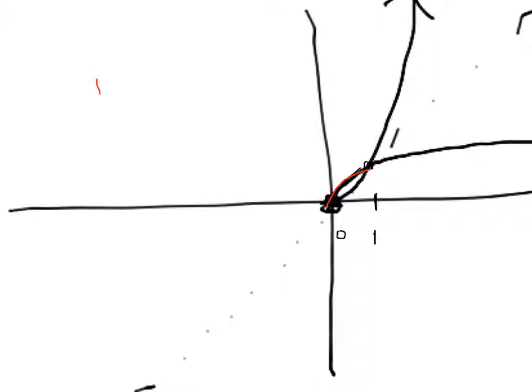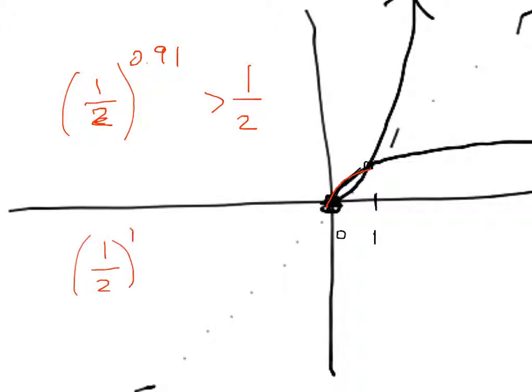Like 1/2 to the 0.91 is bigger than 1/2. Right. And 1/2 to the 1.1 is smaller than 1/2. That is reflected by my little football shape. Okay. Right there. And that makes sense? Okay. And then, of course, this middle thing is y equals x. That's always what happens on the right side.